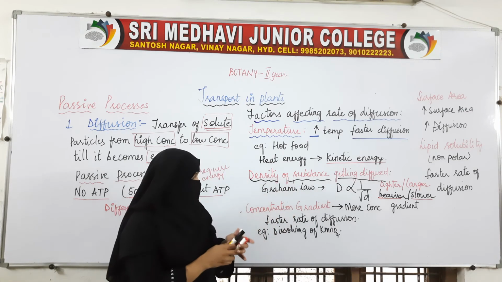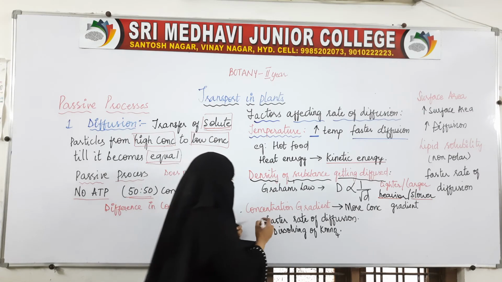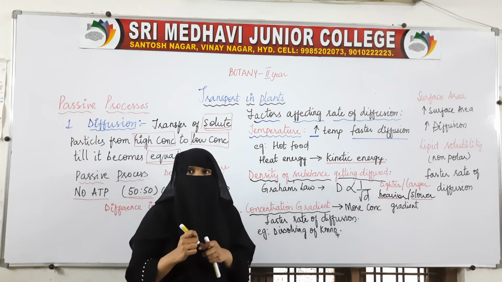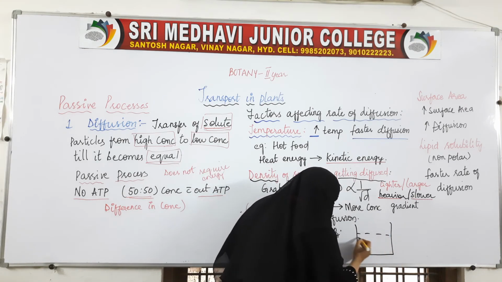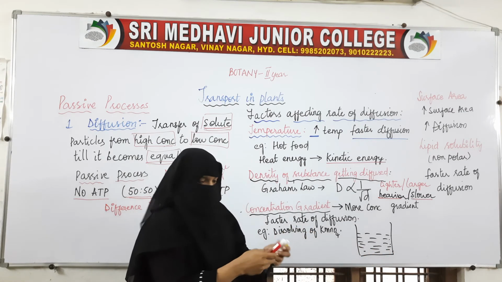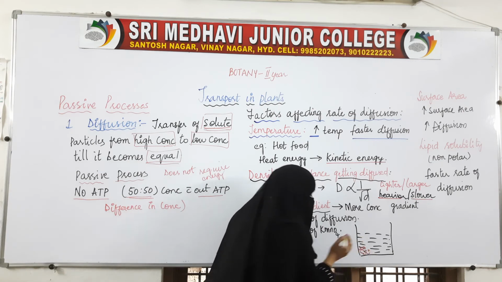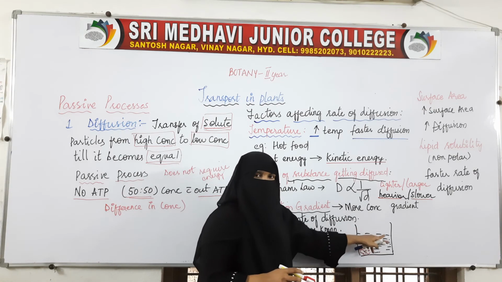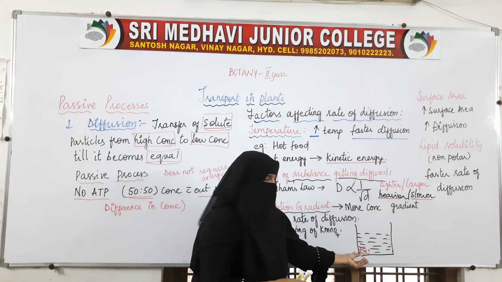So now the next factor which affects the rate of diffusion is the concentration gradient. For example, here in this beaker, the beaker is filled with water. Now here we have KMnO4 crystals at the corner. So here there is nothing, there are no KMnO4 molecules. Only it is present here at the corner.